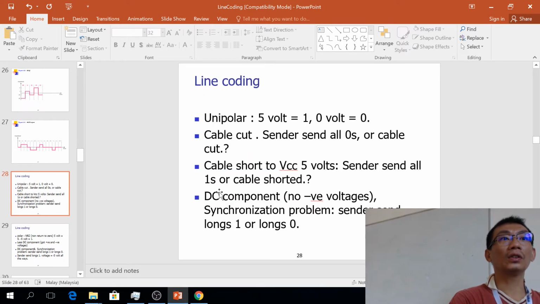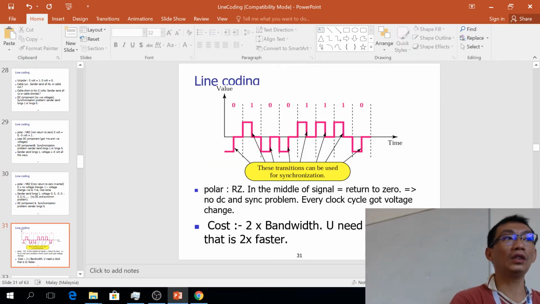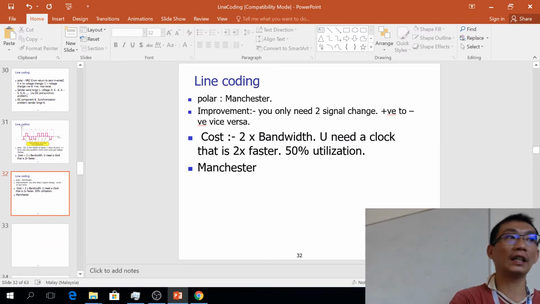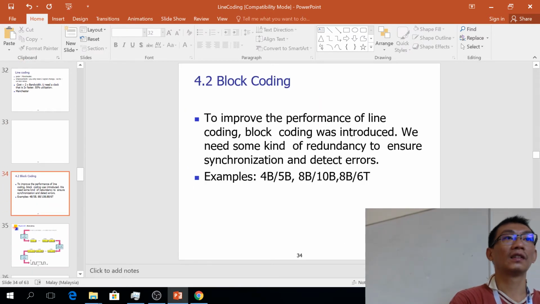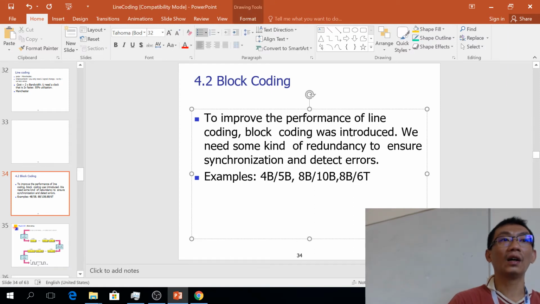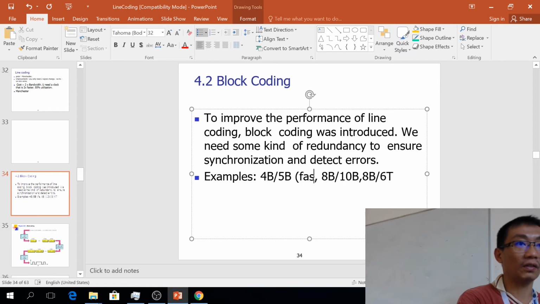Okay, so then can we do better? Can we do better than 50% utilization? So can we do better or not? So we can do better using block coding. Block coding is used 4B, 5B. Alright, 8B, 10B, 8B, 6B, this is used in some of the gigabit Ethernet. 4B, 5B is used in fast Ethernet.